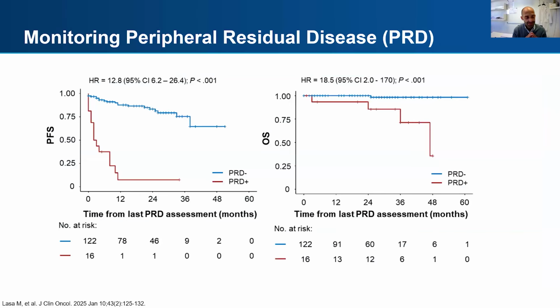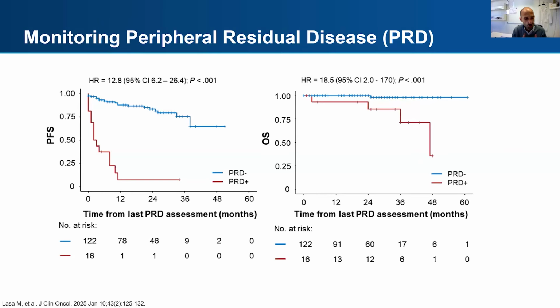Now, this is a study from our group that was reported at the beginning of this year. In this study, we used one of the techniques that I was showing in the previous slide, next generation flow cytometry, or NGF. This is a technique that was initially developed primarily for use in the bone marrow, but we tested it in peripheral blood.